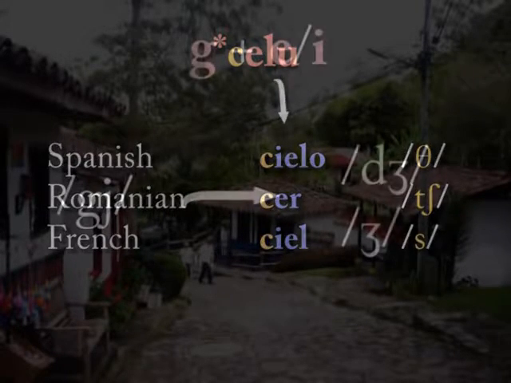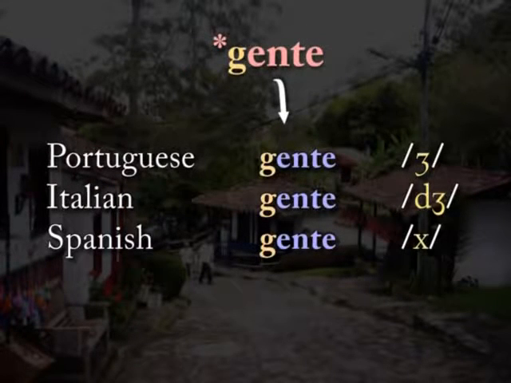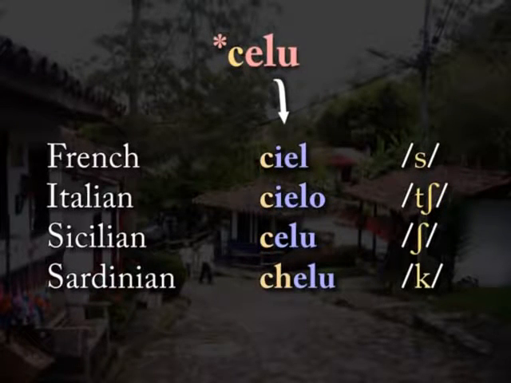The same thing happens to G before E and I, which comes to sound like J, and later H in Spanish. Gente, Portuguese gente, Italian gente, Spanish gente. Uniquely, Sardinian doesn't do this, so G and C stay close to their original K and G sounds before E and I in Sardinian. Cielu, French ciel, Sicilian cielu, but Sardinian celu.